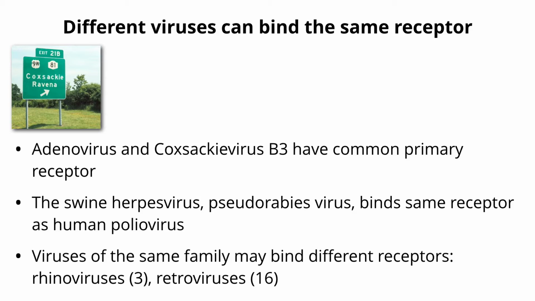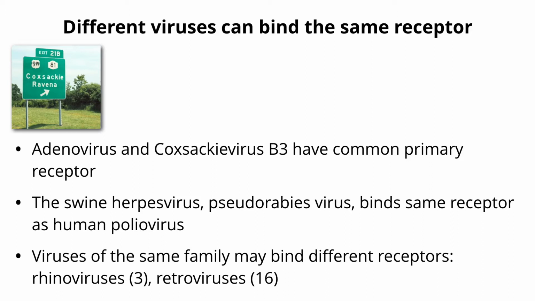Now, it's not always one-on-one. It's not always one virus, one receptor. There are variations on the theme. Different viruses sometimes bind the same receptor. So, for example, adenovirus, which we've talked a little bit about, and a virus we haven't talked about, Coxsackie virus, have a common primary receptor. They both bind to the same cell surface molecule.